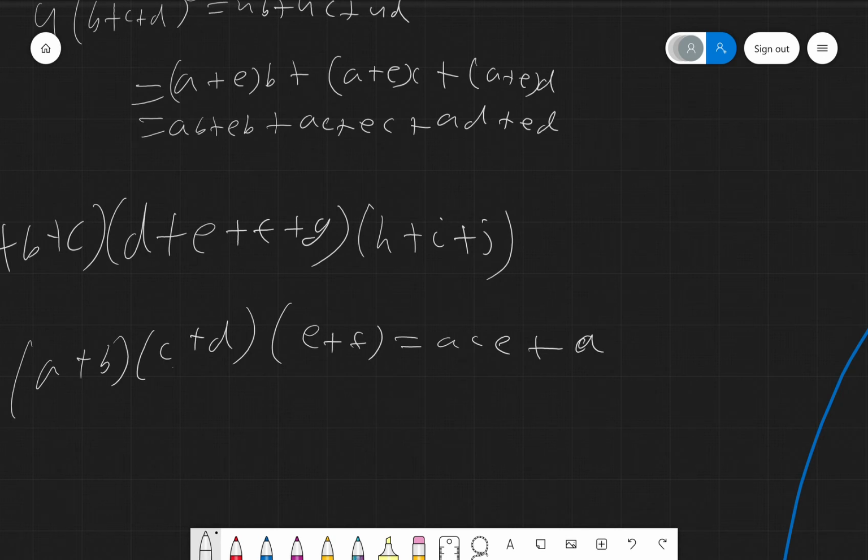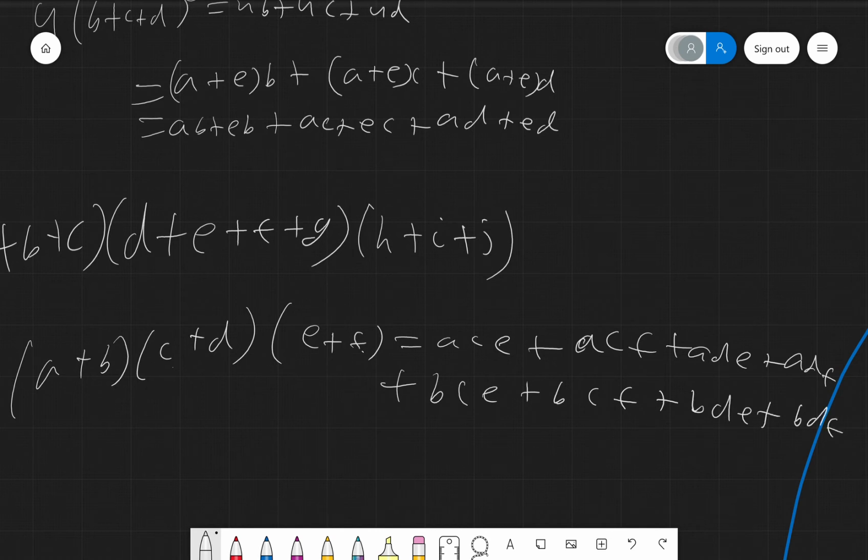Then we're going to do A, C, F. Then A, D, E. Then A, D, F. We do that with everything else. So we're really just organizing this and doing first by second by third, every combination. So now we're going to have BCE plus BCF plus BDE plus BDF. By the way, there's no AB, no CD, and no EF.